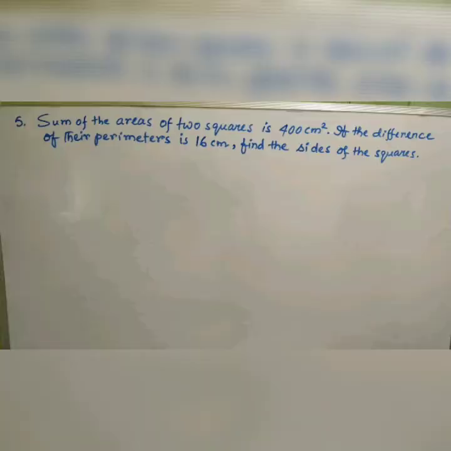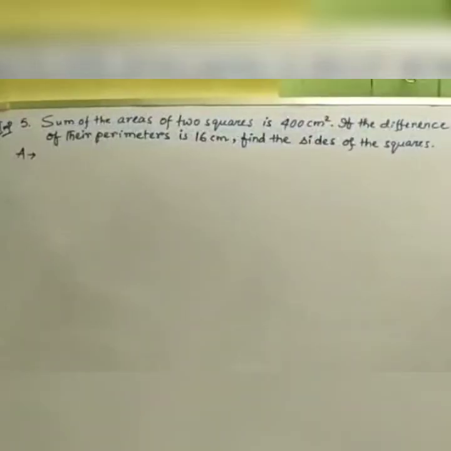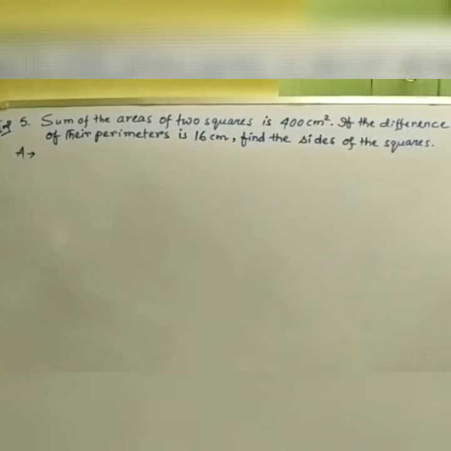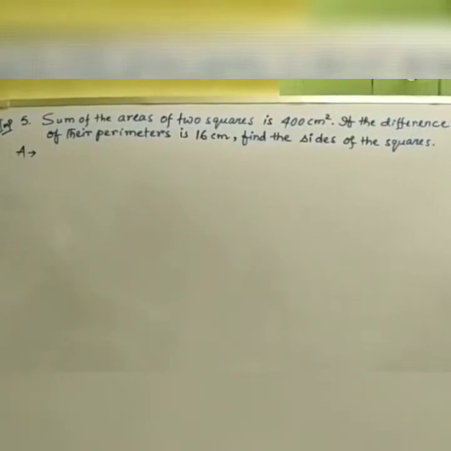Now number 5. The sum of the areas of two squares is 400 cm square. If the difference of their perimeters is 16 cm, find the sides of the squares. So it has given the sum of the two areas is 400 cm square, and the difference of their perimeters is 16 cm. You need to find the sides of the squares.